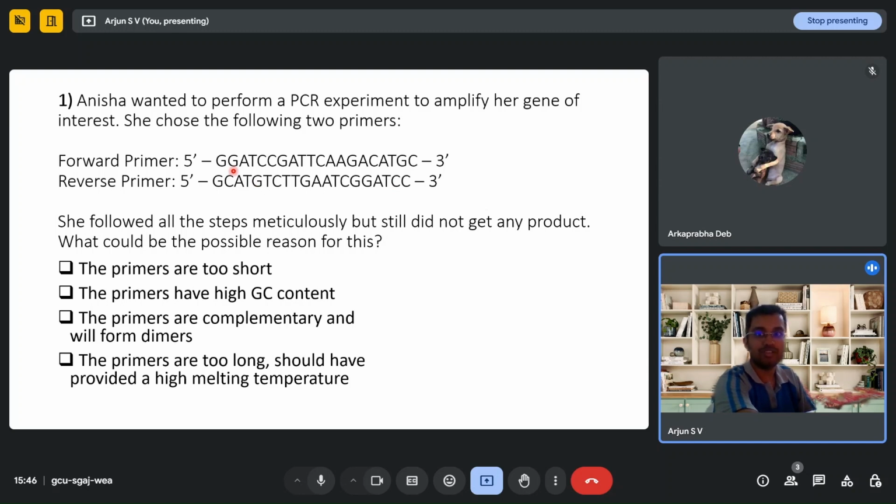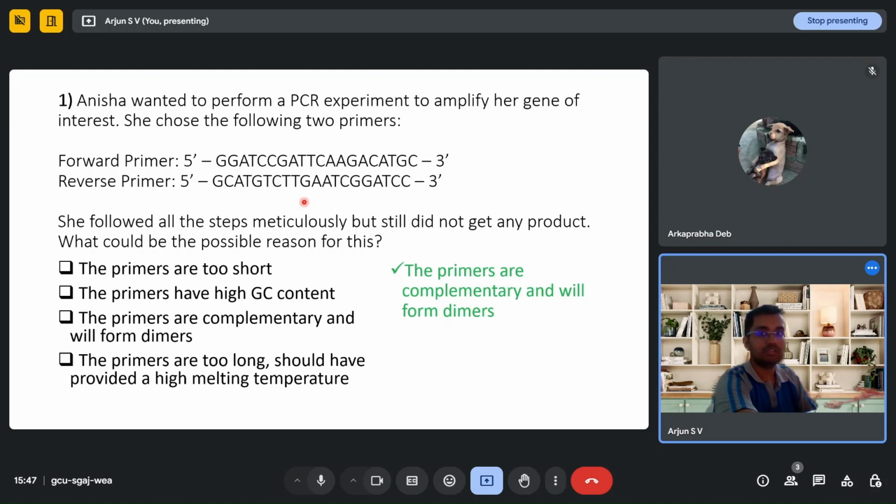So it will form a primer dimer. A primer dimer occurs when primers are so complementary to each other that they bind to themselves and not to the template. So the correct option for this one is that the primers are complementary and will form dimers. This will be the correct justification for this.